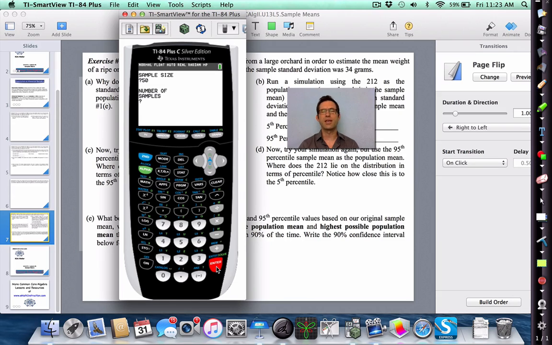Now the number of simulations. The more simulations, honestly, the better. It'd be good to do 1,000 simulations right now, but what I'm going to do is simply 100. It's going to make it very easy to come up with the 5th percentile sample mean, because it's going to be the 5th one in the list, and the 95th percentile sample mean, because it's going to be the 95th one in the list. So let's do some simulation.